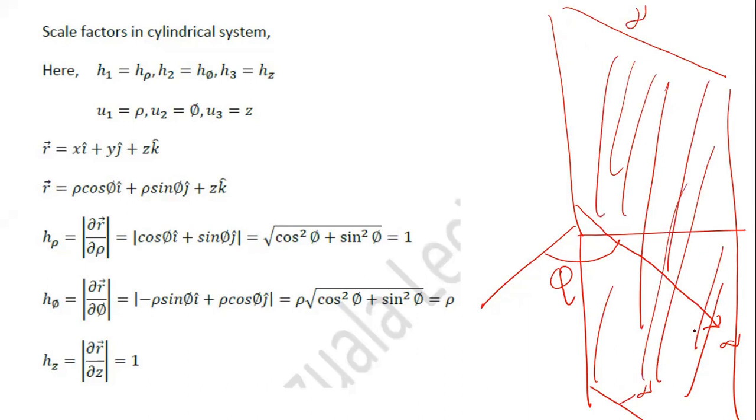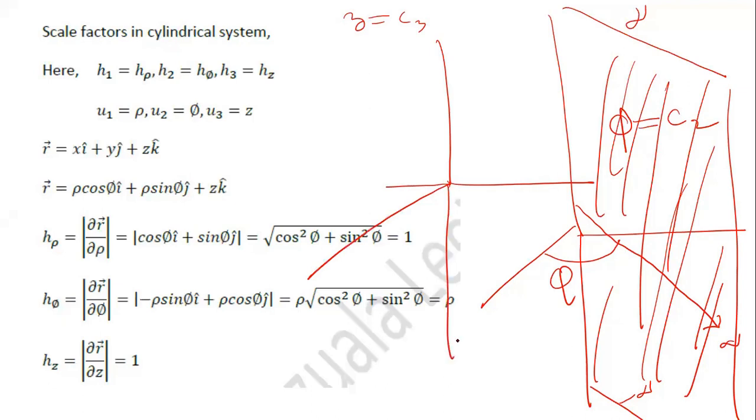The infinite plane. So the equation of this surface is phi equal to C2. Phi equal to C2 is your coordinate surface. Then another coordinate surface we can think of is z equal to C3. So what is z equal to C3? You just imagine a coordinate system like this.